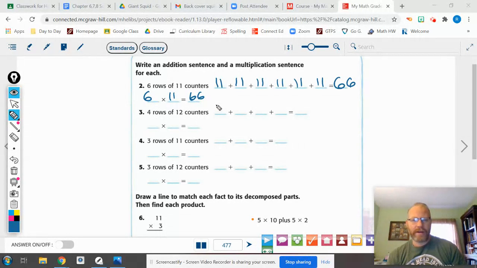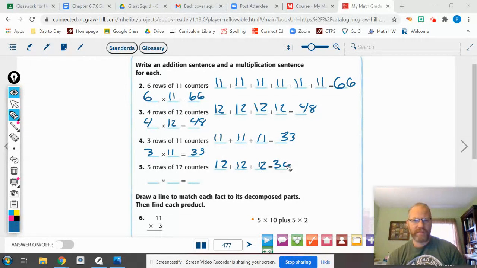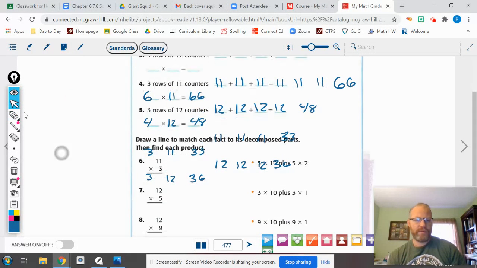4 rows of 12, we're counting by 12. 12 plus 12 plus 12 plus 12: 12, 24, 36, 48. 4 times 12 is 48. 3 rows of 11: 11 plus 11 plus 11, 11, 22, 33. So 3 rows of 11 is 33. 3 rows of 12: 12 plus 12 plus 12 is 12, 24, 36. 3 times 12 equals 36. Check your work, and then we're going to move forward.